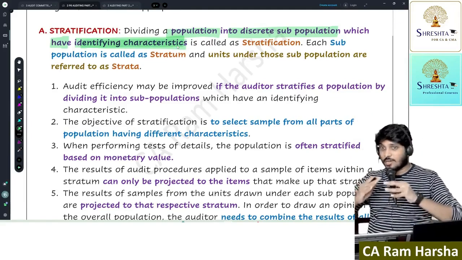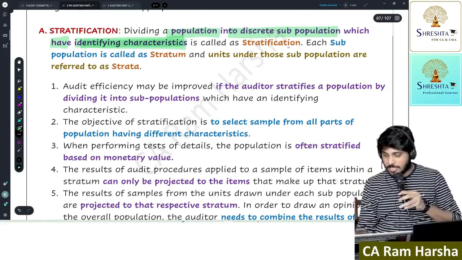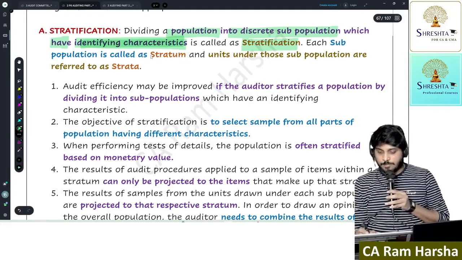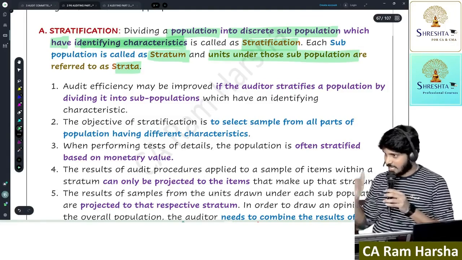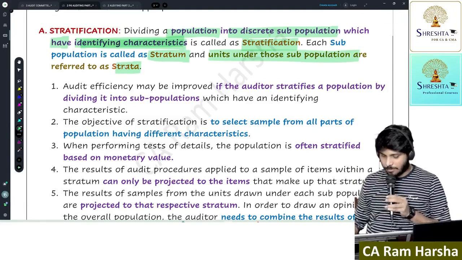And that process of subdividing is called what? Stratification. Each subpopulation is called a stratum. Units under those are called strata. That's why it's called stratified random sampling.